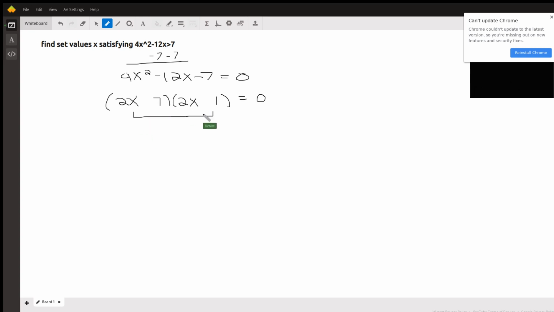So if I look for my middle term, I've got 14 and 2. And I have a negative 12 here. So negative 14 plus 2x gives me a negative 12 for my middle term. So these factors are correct. Now I can set these factors equal to 0 and solve.